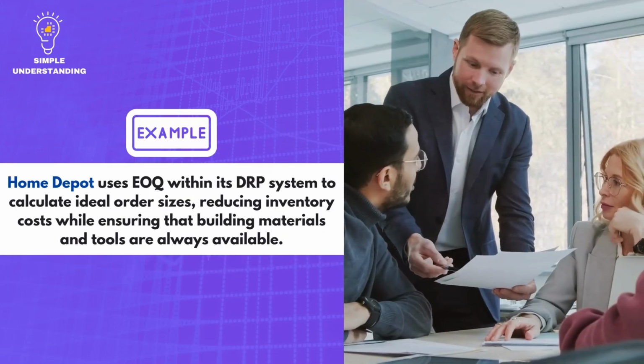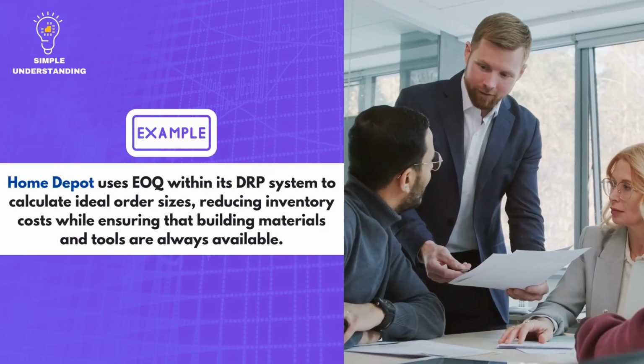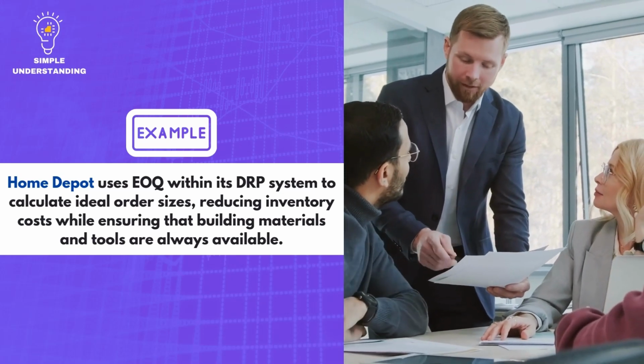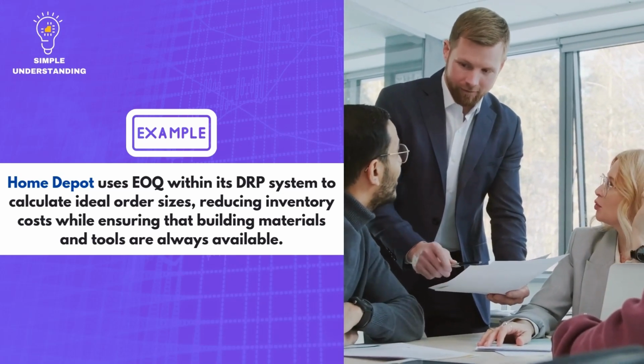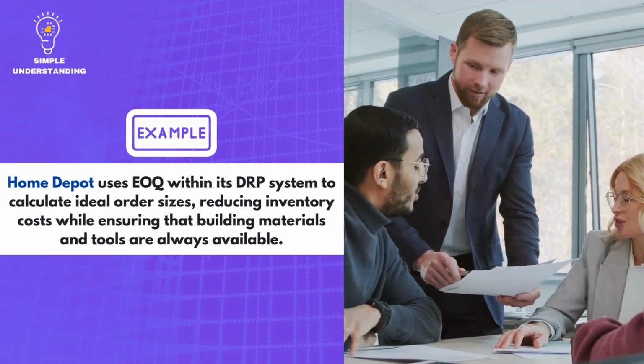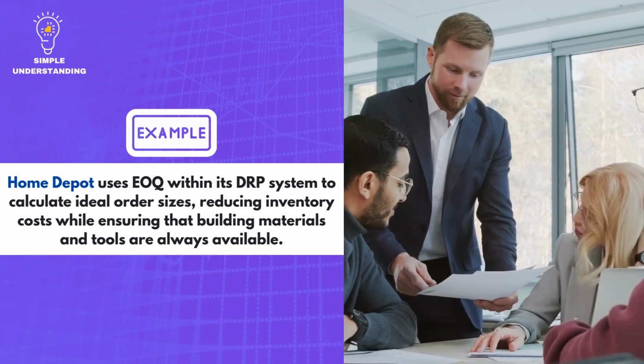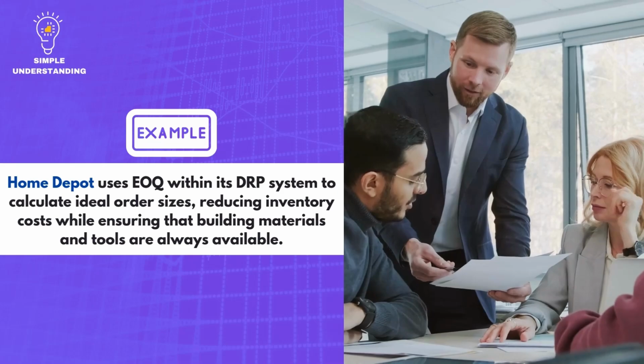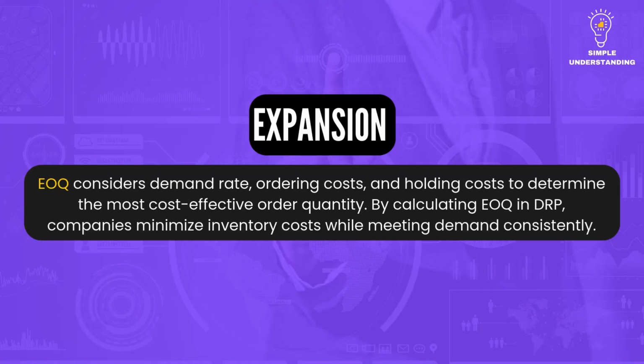Real company example. Home Depot uses EOQ within its DRP system to calculate ideal order sizes, reducing inventory costs while ensuring that building materials and tools are always available. Expansion. EOQ considers demand rate, ordering costs, and holding costs to determine the most cost-effective order quantity. By calculating EOQ in DRP, companies minimize inventory costs while meeting demand consistently.